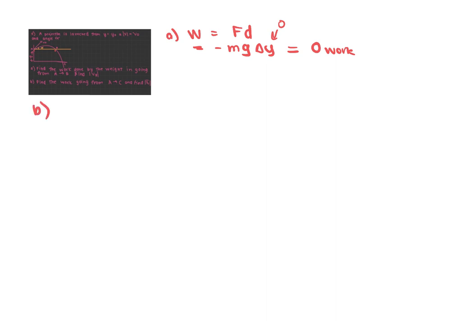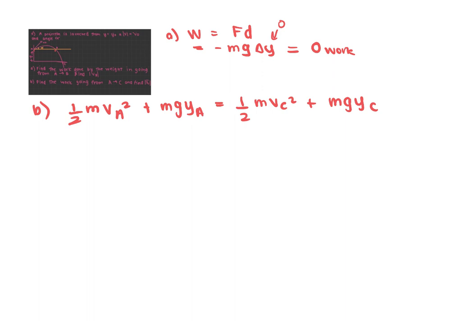Now, we have to find the work going from A to C. That is a little bit of a different problem. Here we can assume that to find that, we would have to use mechanical energy. So it would be the kinetic energy, with VA squared, plus the potential energy, YA, equals the kinetic energy of C plus the potential energy.